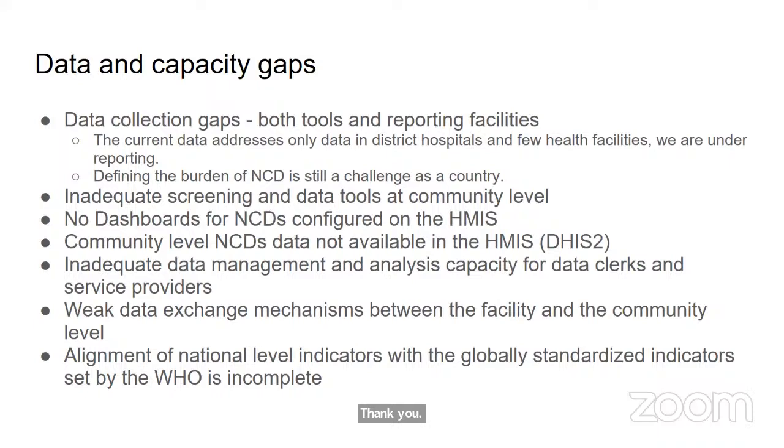And we have the alignment of national indicators set by the WHO.